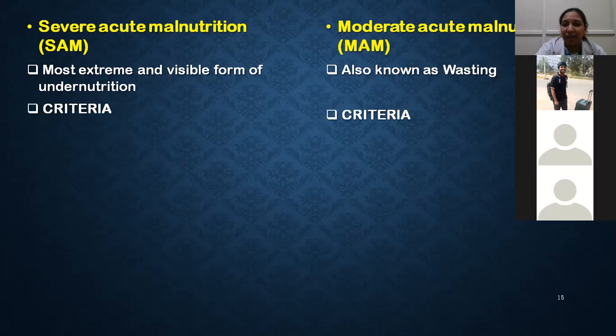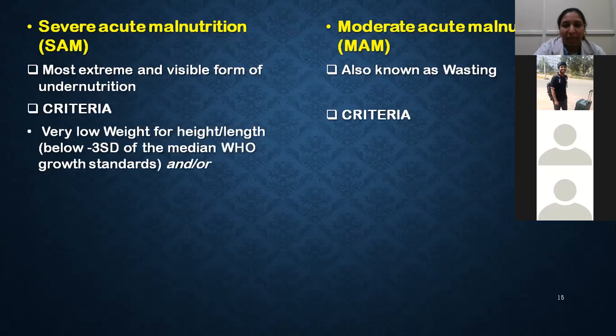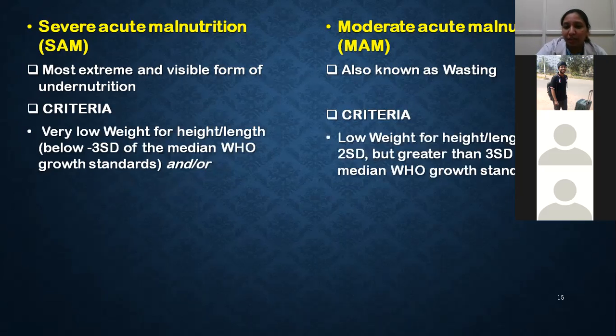Okay, so what are the different criteria by which you can classify a child as SAM or MAM? For SAM, the criterion is that he must have a very low weight for height or length. Here we have a distinctive thing: it should be less than 3 standard deviations of the median WHO growth standards. We compare it with the WHO growth standards. Whereas in MAM, there is also low weight for height or length, but it is below 2 standard deviations and above 3 standard deviations of the median WHO growth standards.